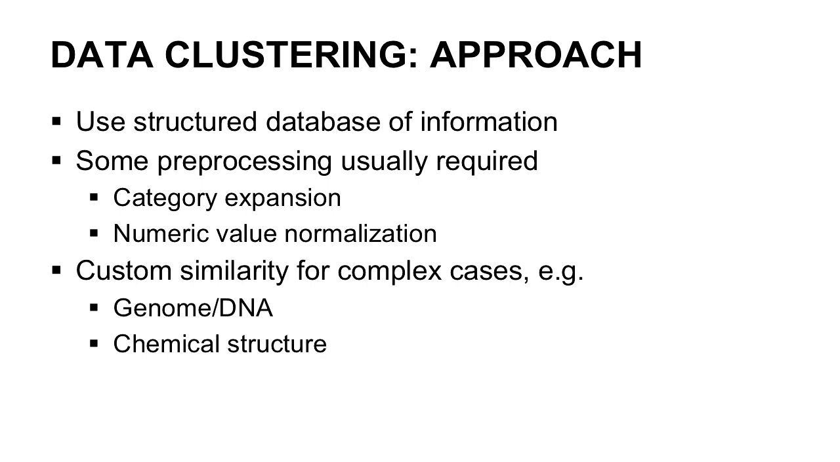Some pre-processing is usually required, so we need to handle categorical values, and there's something called category expansion that pre-processes it for these algorithms. And then we also need to normalize our numeric values. Things like annual salary translate to number of kids, where the large salary number doesn't outweigh the smaller child count number, for instance. And we also have some custom similarity.